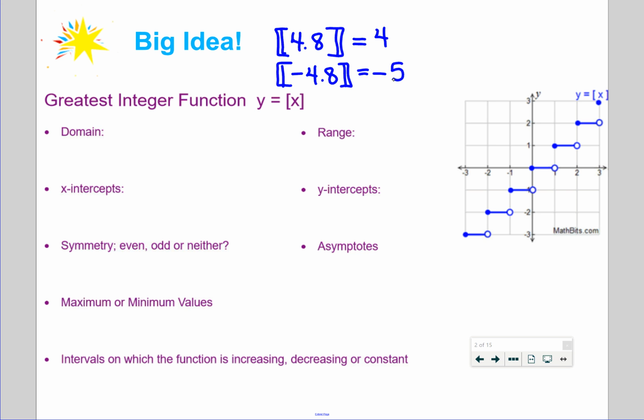Now the left side is a solid dot because 0 rounds to itself. And the right side is an open dot because I'm at 1, that doesn't round to 0. Again, it rounds to itself. So at the integers is where it jumps to the next step.